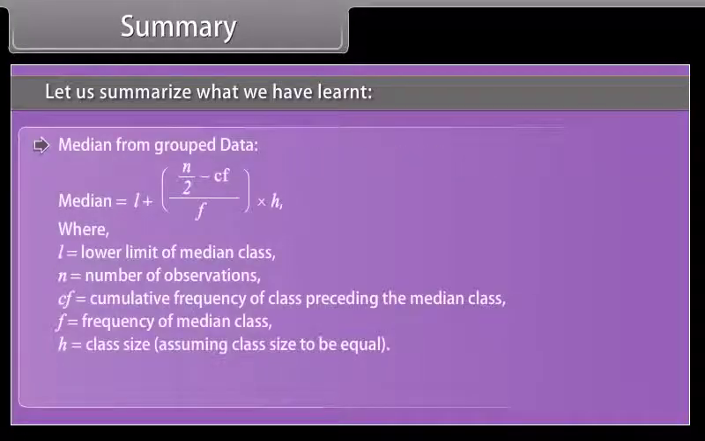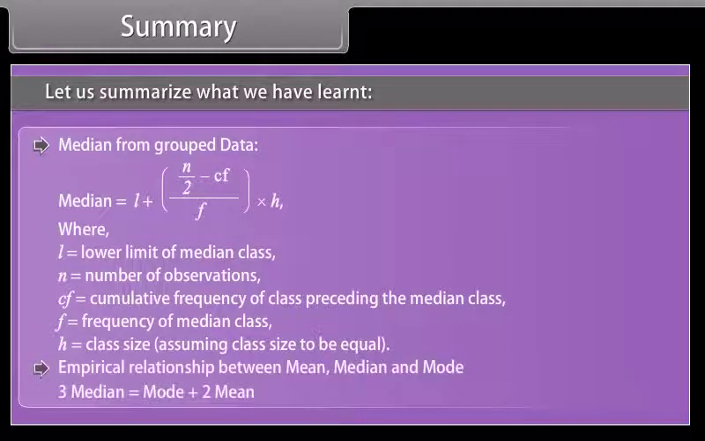Median from grouped data. L plus n by 2 minus CF, that is divided by f and multiplied by h, where L is equal to lower limit of median class, n is equal to number of observations, CF is equal to cumulative frequency of class preceding the median class, f is equal to frequency of median class, h equals class size, assuming class size to be equal. Empirical relationship between mean, median and mode. 3 median equals mode plus 2 mean.